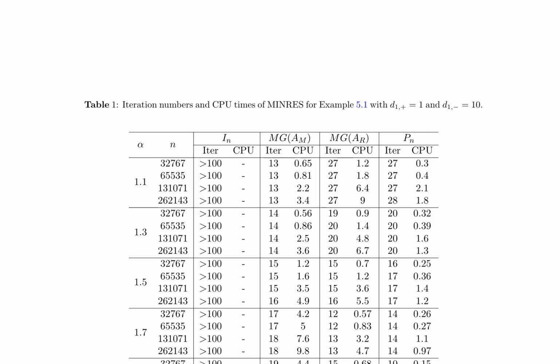The MINRES algorithm is evaluated for solving non-symmetric linear systems, focusing on its performance for different values of parameters α, d_1^+, and d_1^-. Tables 1 and 2 present the results for Example 5.1, showcasing the iteration numbers and CPU times for the MINRES algorithm with and without preconditioning. The eigenvalues of the matrix P_n^{-1} E_n are plotted in Figure 2, demonstrating the clustering of eigenvalues, indicating the effectiveness of the preconditioner.